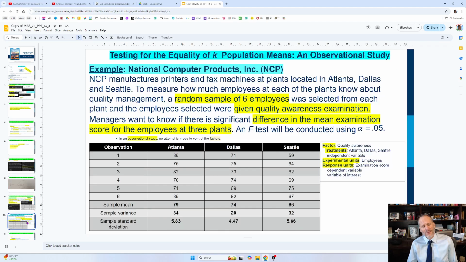And then the outcome is we're just measuring their examination score. And so we're just seeing where are they at. We're not trying to control how well they do on the exam. We're just randomly choosing people and giving them an exam. And that's the variable of interest. We're not trying to influence the variable of interest. Right? So it's just an observational study.